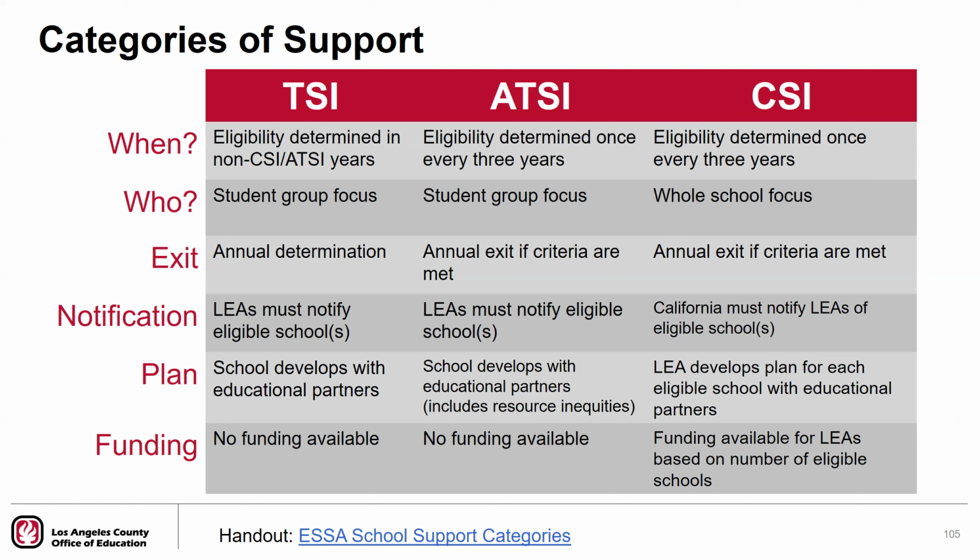Annual determination is used to exit, so no additional exit criteria are applied other than no longer meeting criteria for entry. LEAs must notify the eligible school or schools. Schools then develop the plan with educational partners. The plan does not include resource inequities, and no funding is available for TSI. A handout with this information is included for your reference.